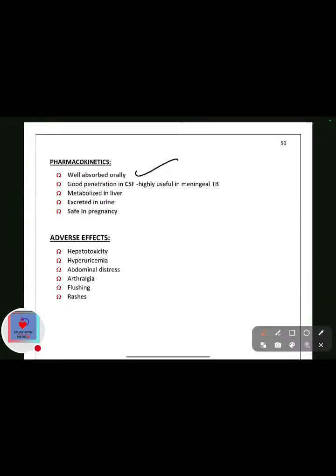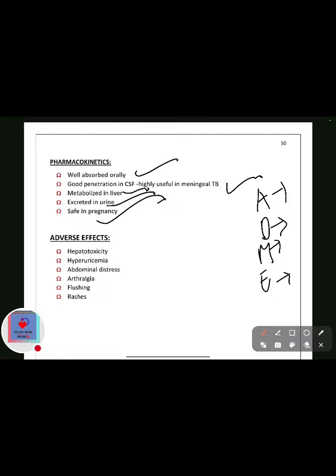Pharmacokinetics: it is well absorbed orally, with good CSF penetration, so it can be highly used in TB meningitis. Metabolized in the liver, excreted in urine, safe in pregnancy. So you have to talk about how it is given, ADME: absorption, distribution, metabolism, excretion. Distribution to CSF is very good for meningeal TB. Administration is oral.